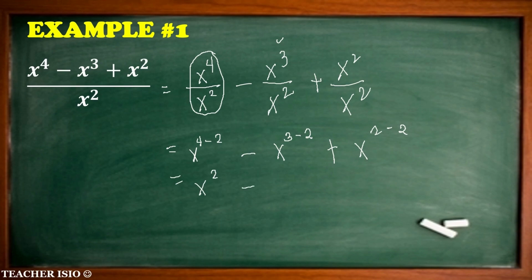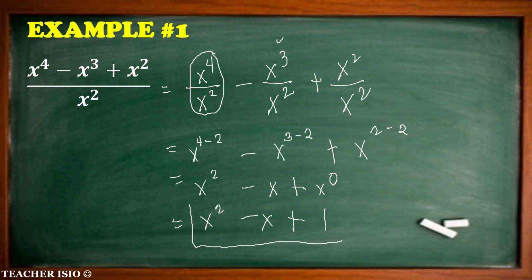Minus, what is 3 minus 2? We have x raised to 1. Diba? If the exponent is 1, we don't need to write it. So just simply x. Let's continue. Plus 2 minus 2, we have x raised to 0. So again, kapag x raised to 0, 1 na yun. So the answer is x squared minus x plus 1. So this is the quotient.